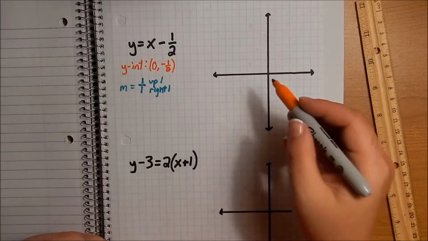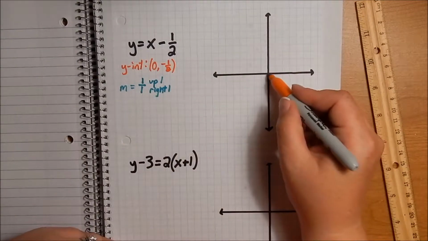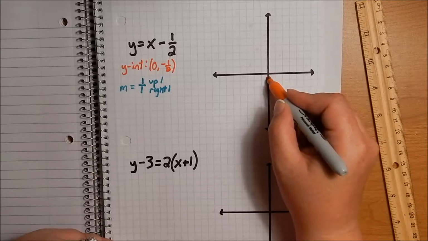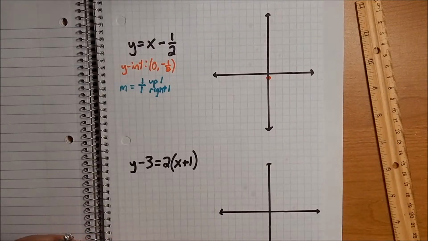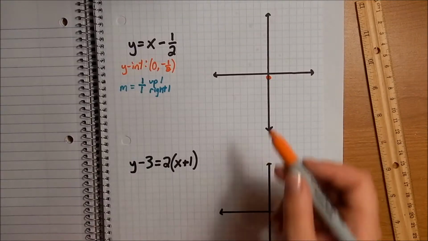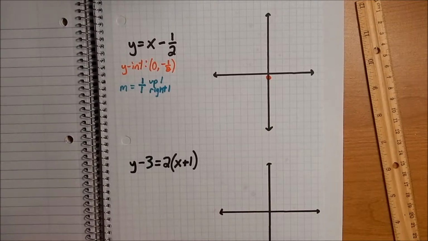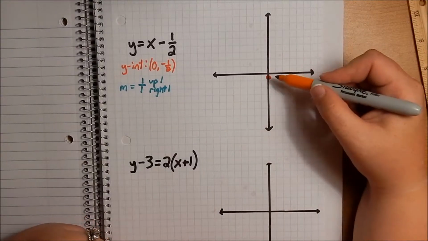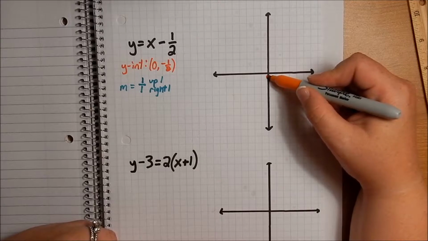Okay, so we'll put a dot at our y-intercept. 0, negative 1/2. Well, 0, negative 1/2 is going to be right about here. Okay, so best as I can do on this graph paper. So halfway between 0 and negative 1. And now from there, this is important. If you're not starting at a nice lattice point, I have to go up 1 whole square.